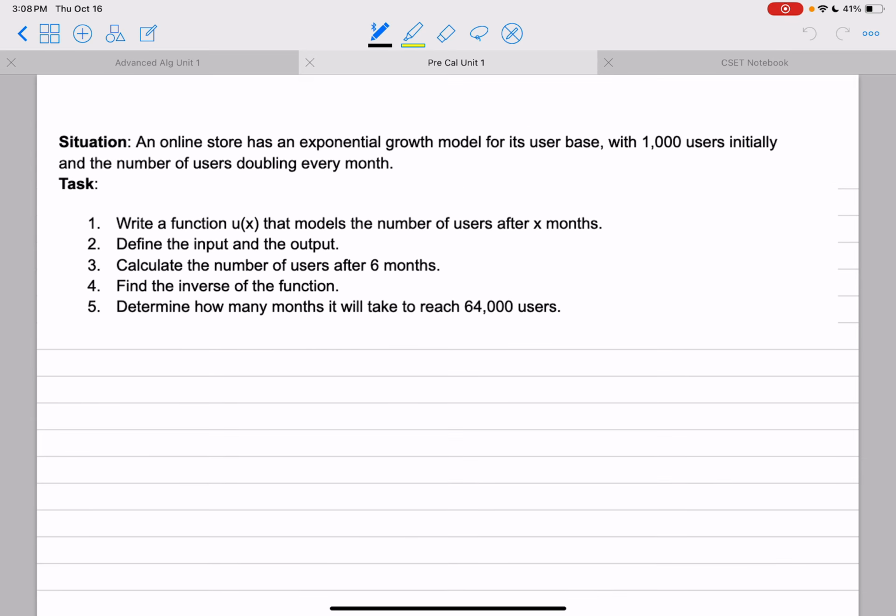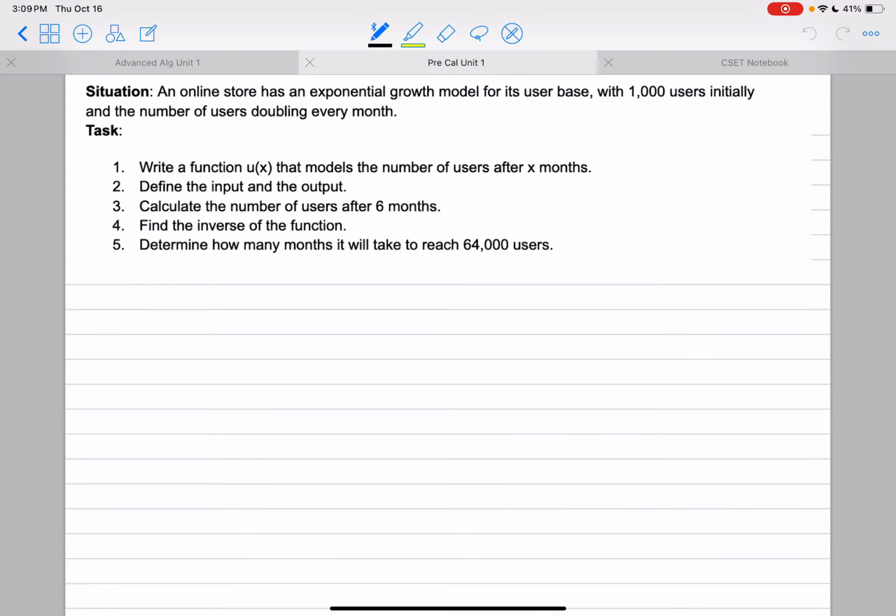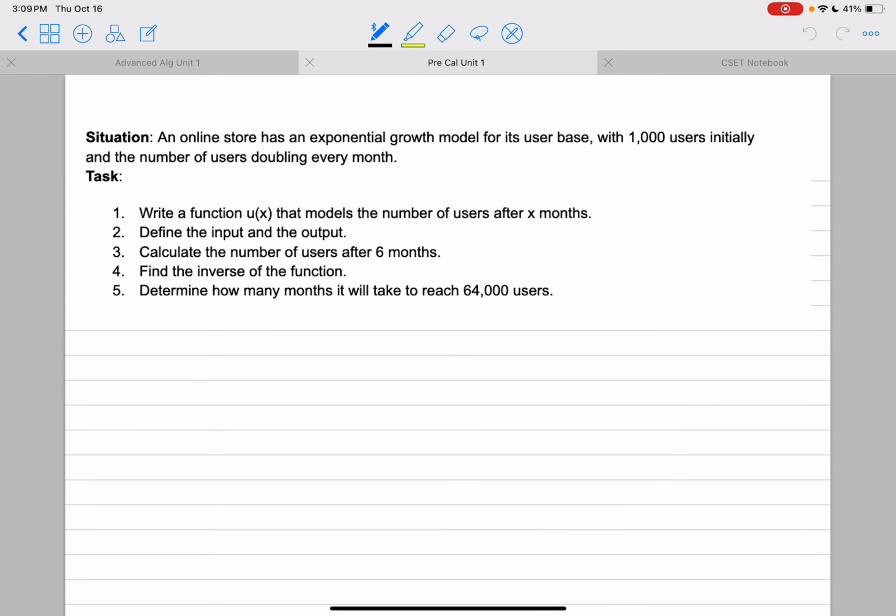So last one, go ahead and copy this down. You have an online store. It has exponential growth, 1,000 users, and the number of users doubles every month. Write a function that models the number of users. So you should be able to say, okay, this is exponential, so y equals a times b to the x. We know a is the initial value. We know b is the growth rate. They told me that 1,000 is the initial value, and the growth rate is they double every month, so the growth rate equals times 2. So I could just write the equation, right?